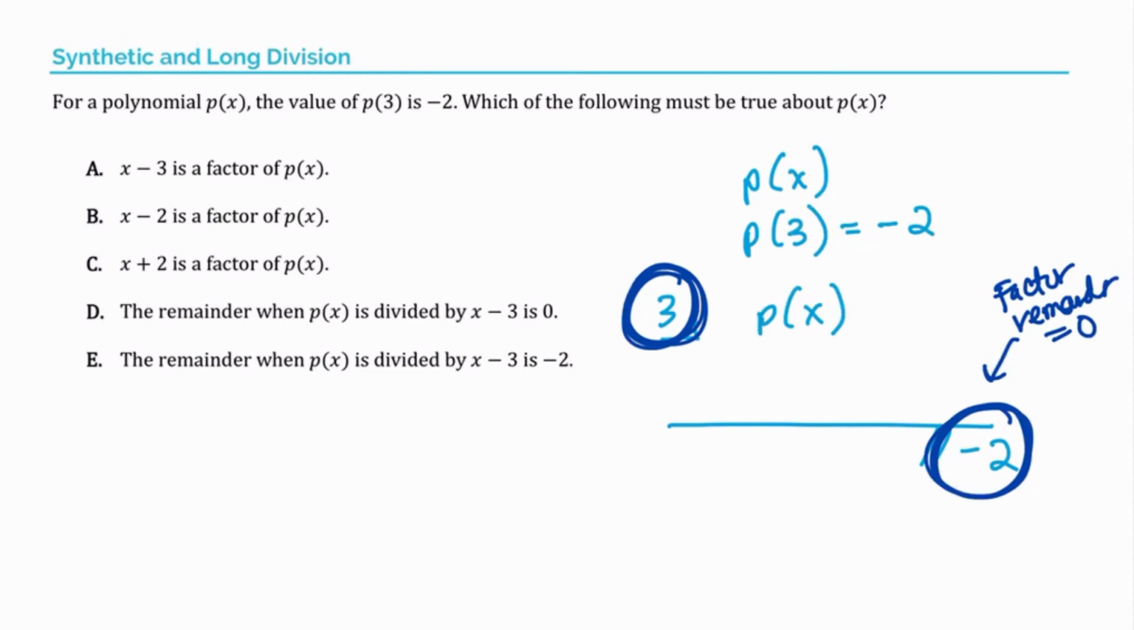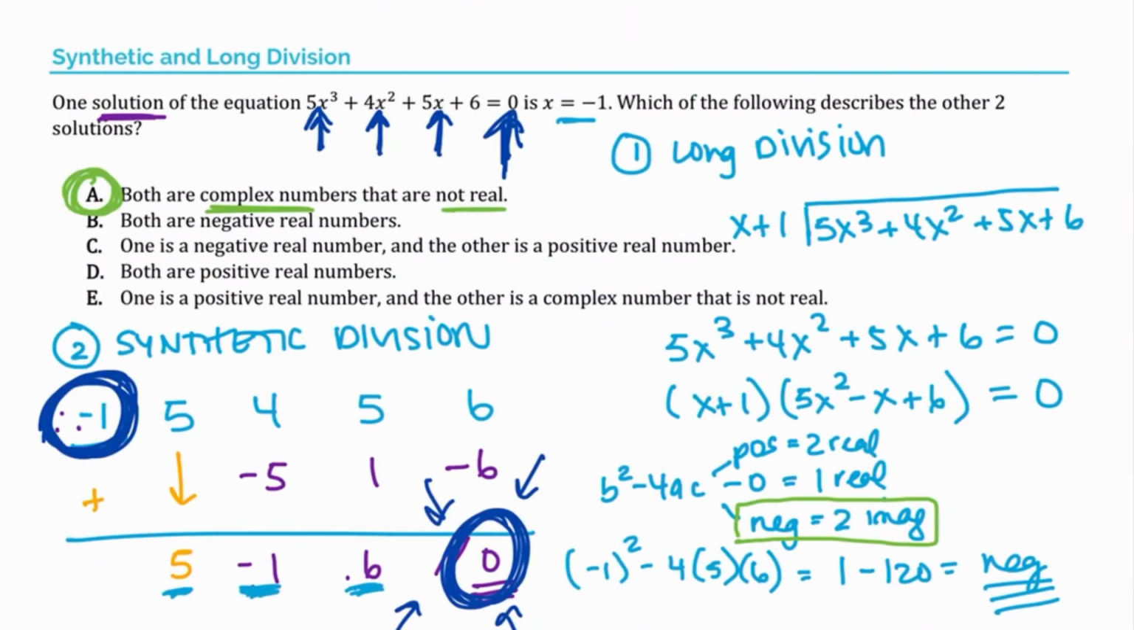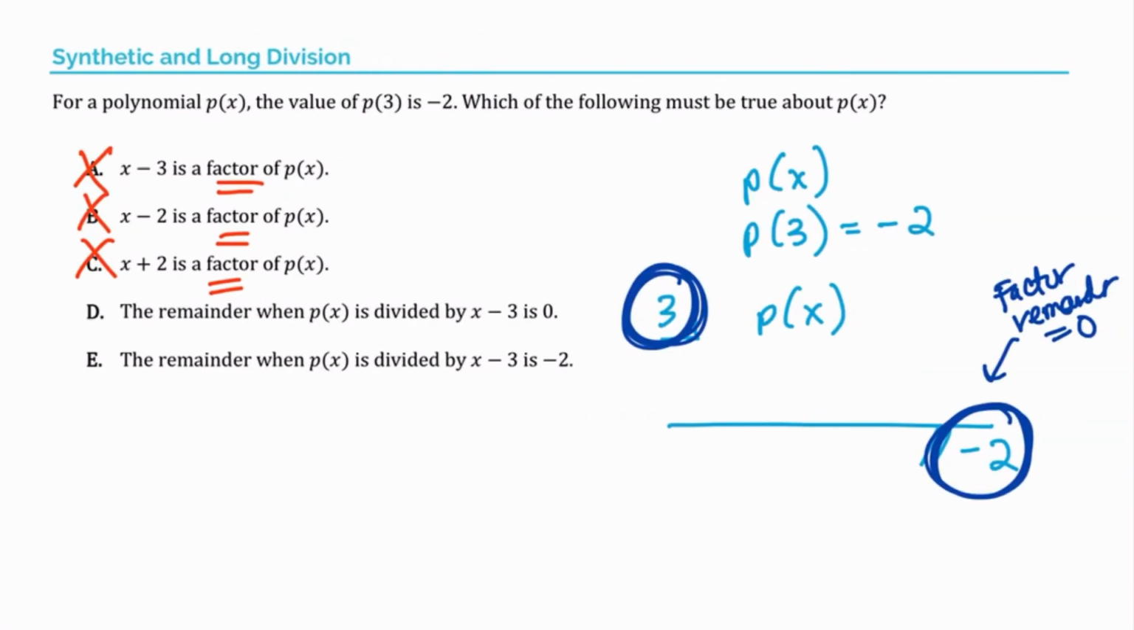So the first thing I'm going to do is cross out answer choices A, B, and C, because we definitely don't have a factor here because we have a remainder. The remainder is -2. For something to be a factor, remember, we've got to have a remainder of 0, which we don't have here. We've got a remainder of -2.